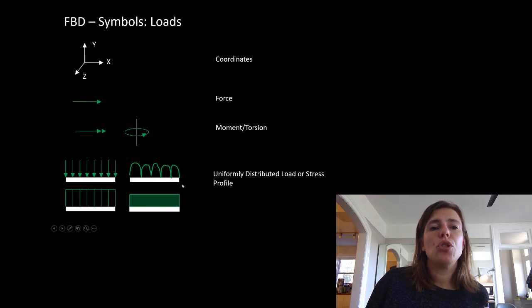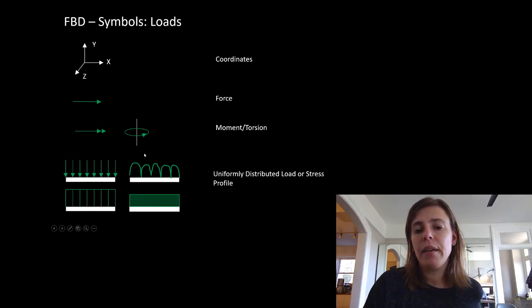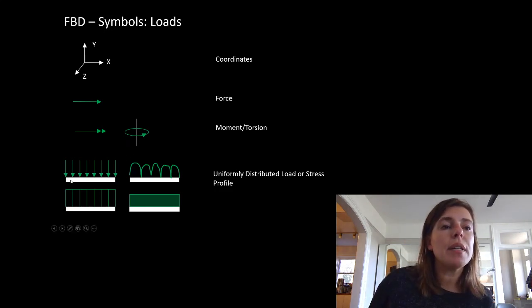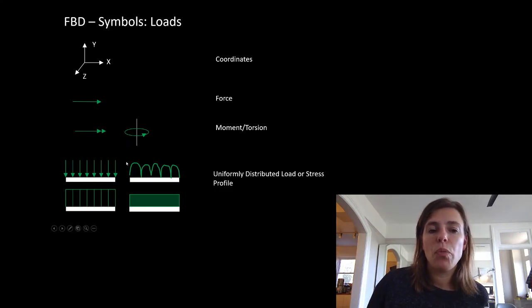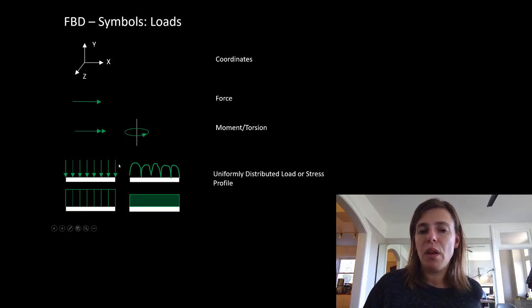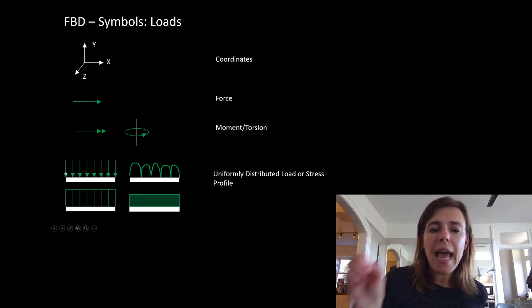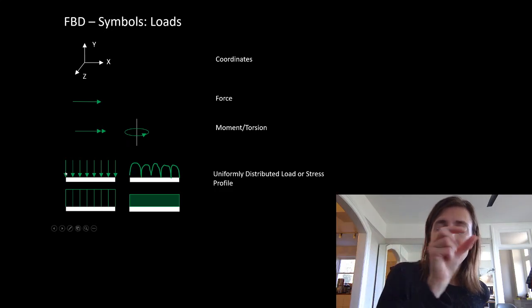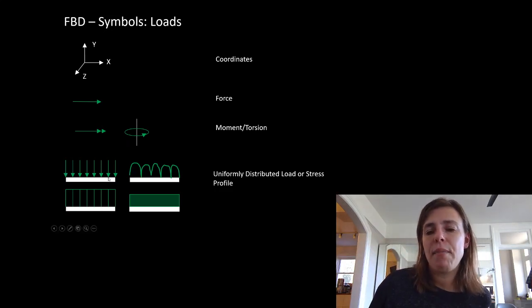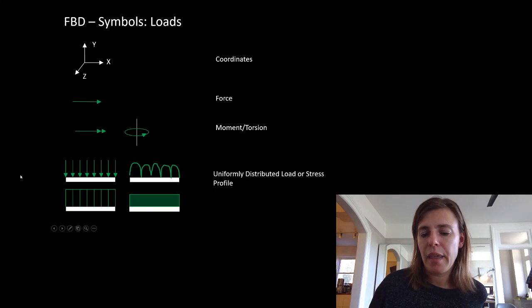Don't worry about this too much, but it is going to come into play as soon as next week. If we have a series of loads acting on something really tight together, we'll often call it a uniformly distributed load or a stress profile. That's just saying that we'll often refer to it in kilonewtons per meter, that every meter along the length of this object sees this amount of load. We could rewrite it as one big force, but we'll often spread it out along its length.